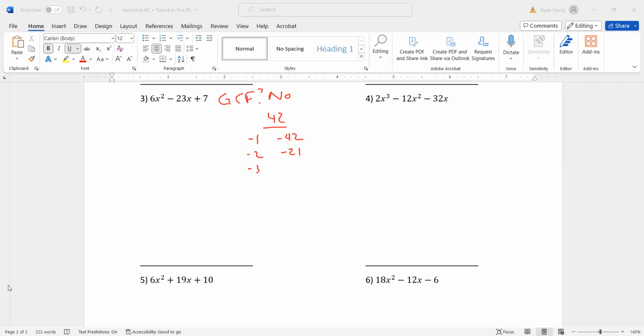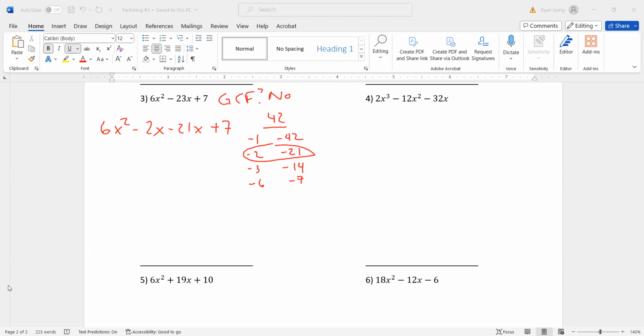Negative 3 goes into 42 14 times. 4 doesn't go in, 5 doesn't go in, 6 goes in 7 times. That's the one that makes it. So now I'm going to rewrite my trinomial as a 4-term polynomial. I'm going to split my negative 23x into negative 2x and negative 21x. And then 7 goes at the end.